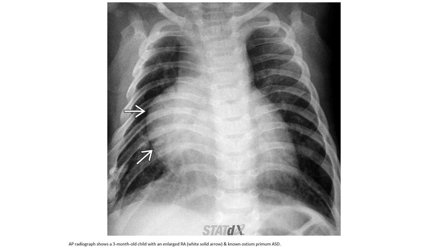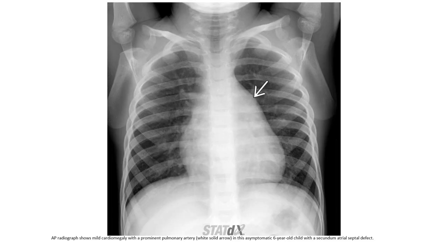AP radiograph shows a 3-month-old child with an enlarged right atrium and an ostium primum ASD. AP radiograph shows mild cardiomegaly with a prominent pulmonary artery in this asymptomatic 6-year-old child with a secundum atrial septal defect.